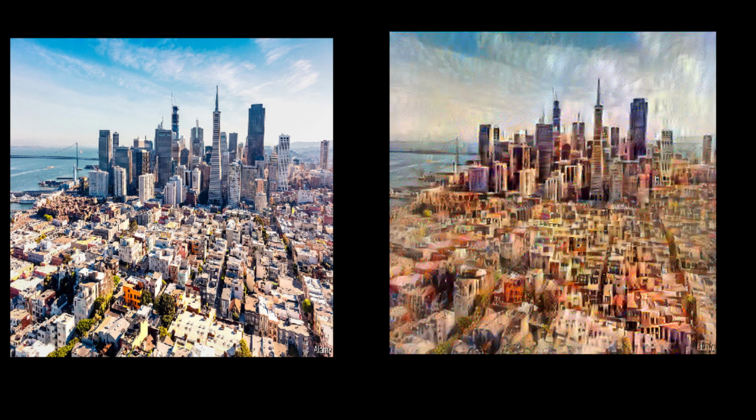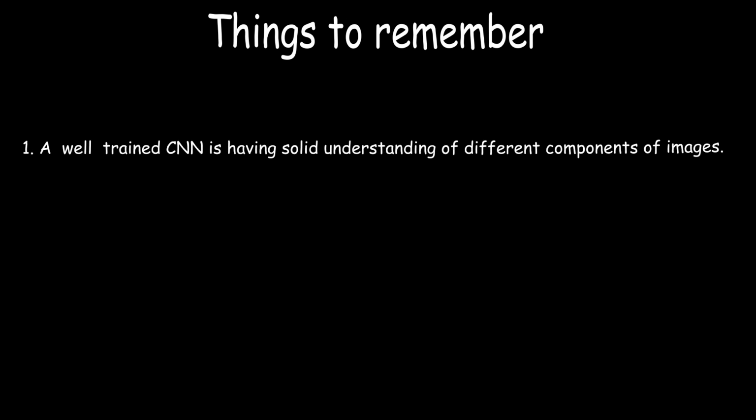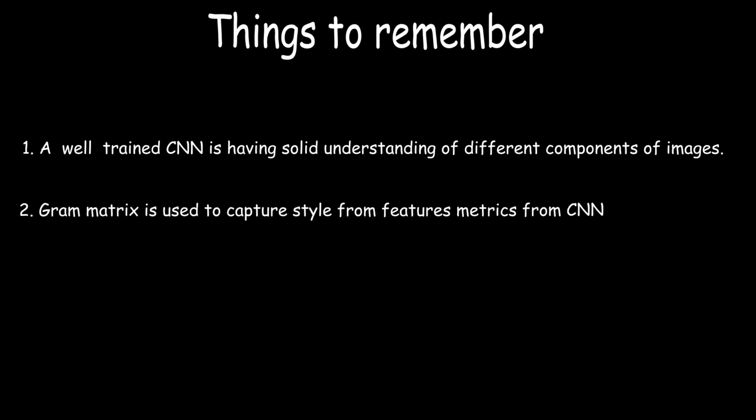So here's the final image, and this was the tutorial for style transfer. So now here are the 3 things you can remember from this video. Convolutional neural networks develop some complex understanding in the form of feature matrices. Getting the style from those feature matrices directly is not possible. That's why the Gram matrix is used to capture the style.